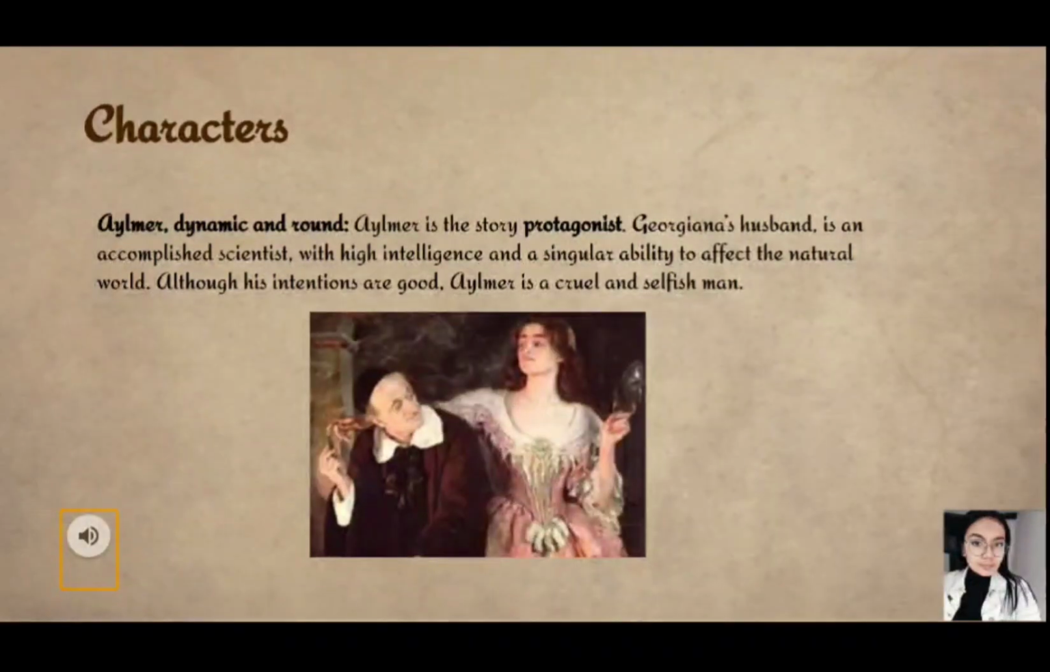Three characters. The main one, Aylmer, is a dynamic and round character. Aylmer is the story's protagonist, Georgiana's husband. We know that he's an accomplished scientist with really high intelligence and a singular ability to affect the natural world. Although his intentions are good, we know that Aylmer became a cruel and selfish man along the story.